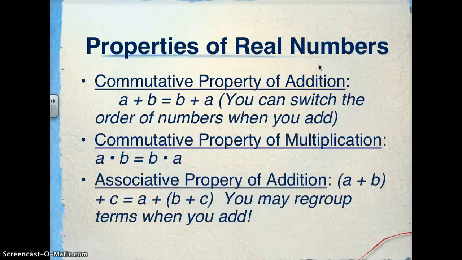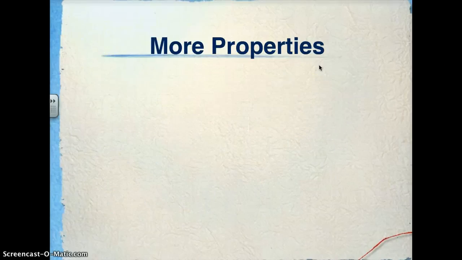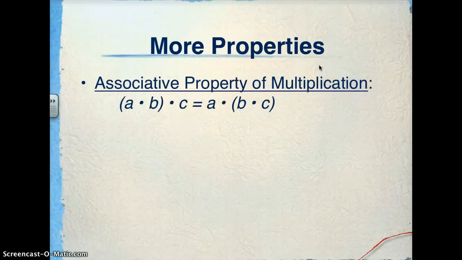Here we have the associative property of addition. This says the quantity a plus b, plus c, equals a plus the quantity b plus c. The associative property says that we're allowed to regroup terms when we add, so we can add a different number set first, and that's okay. So we can put different things in parentheses. You're going to notice that this property also works for multiplication.